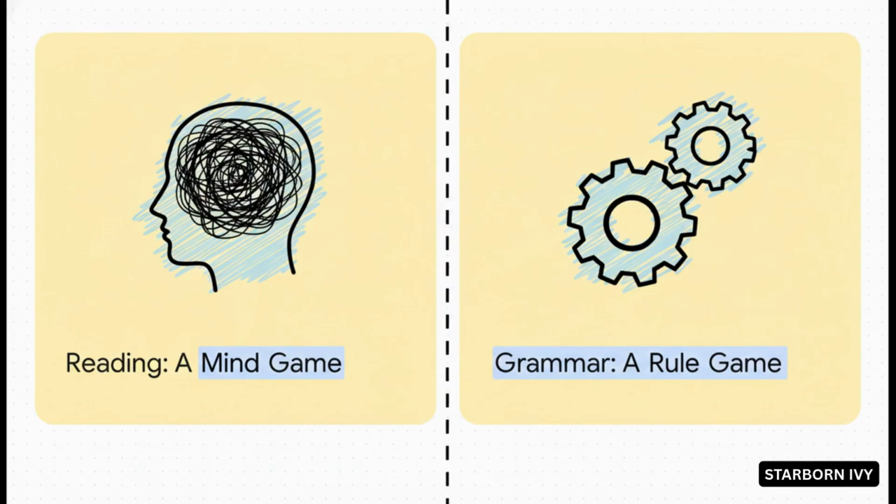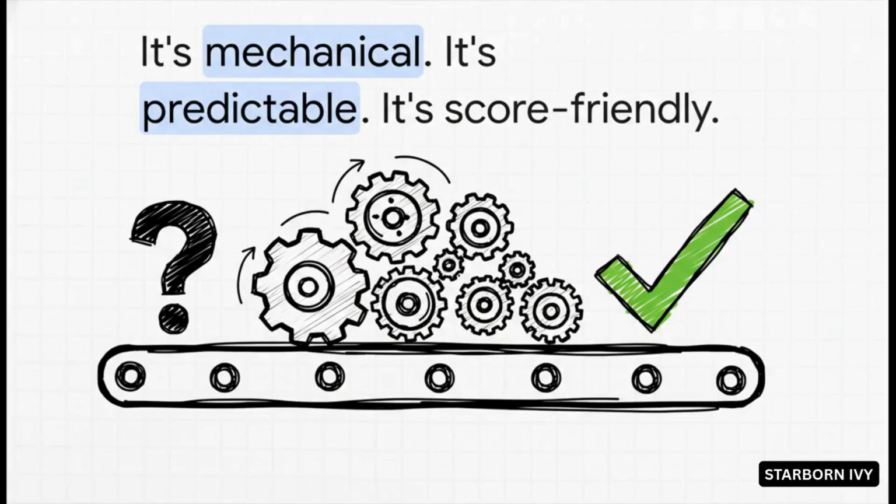And this is maybe the most crucial distinction to make. The SAT reading section, that's a mind game. It's about interpretation, about inference, reading between the lines. But the grammar section, that's a rule game. The answers aren't up for debate. They're not subjective. They are 100% determined by a fixed set of rules. So you have to treat it that way. Don't get emotional, don't get in your head about it, and don't second-guess yourself. You see the error, you apply the rule, you pick the answer, and you move on. This section is designed to be mechanical, predictable, and honestly super score-friendly. It's where you can rack up points fast.